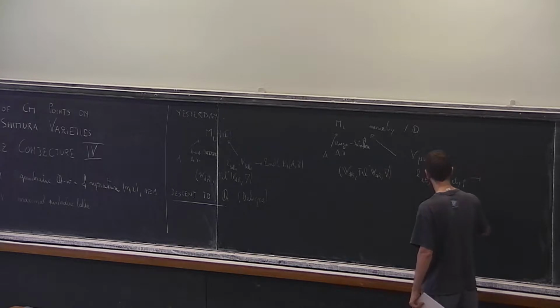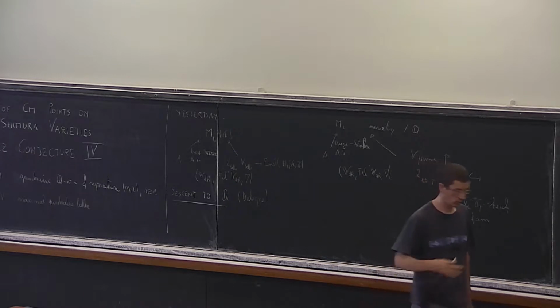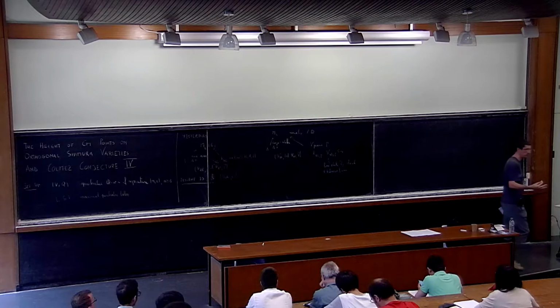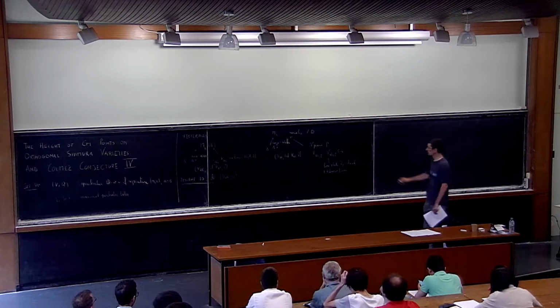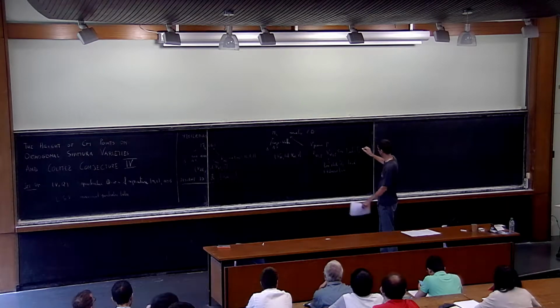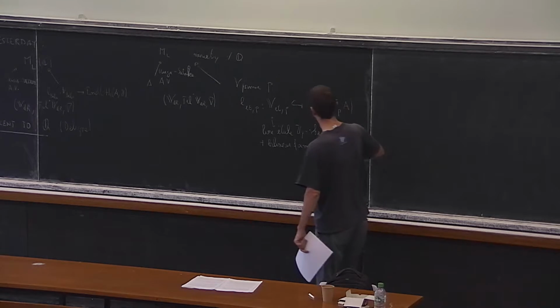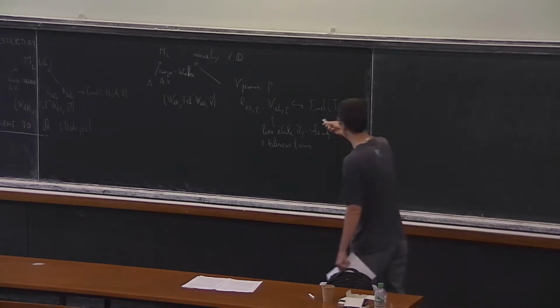a lisse étale Z_p sheaf plus bilinear form. Well, if you have an abelian scheme, what is the canonical way to associate to it a lisse p-adic étale sheaf? You take the p-adic Tate module. Okay? So inside this p-adic Tate module of the Kuga-Satake, which is a representation of the algebraic fundamental group of M_L, you have a sub-representation.